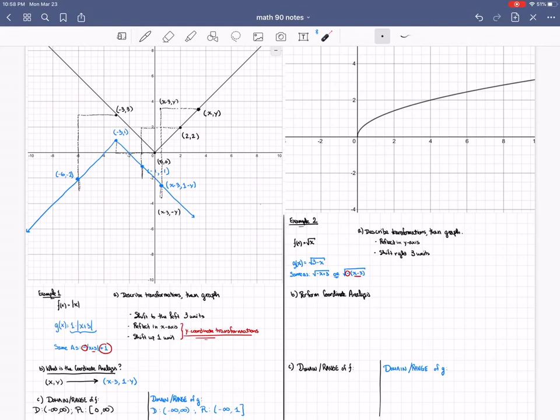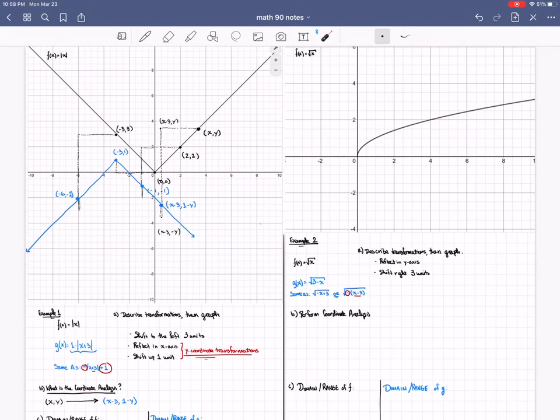Okay, so let's go up here and let's actually do this graph. So I'm going to do the same thing that I've always done. I'm going to start with a few points. So the points that I'm going to look at are going to be 0, 0. Let's look at 1, 1. And then let's look at 4, 2. Okay, so I'm going to do 0, 0 last because, again, there's going to be that little confusion about the reflection. So let's start at 4, 2.